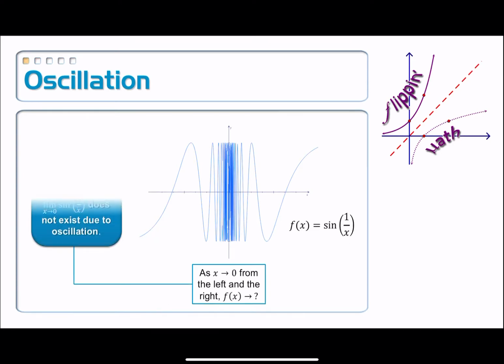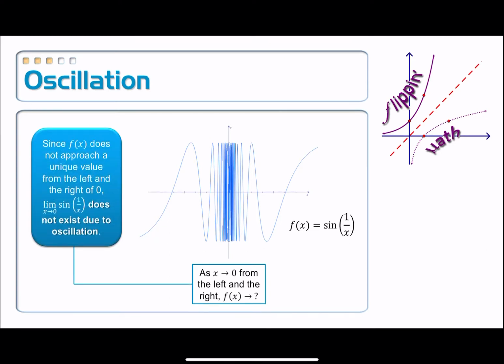And so we can definitively say that since f of x does not approach a unique value from the left or right of 0, the limit as x approaches 0 of sine of 1 over x does not exist due to oscillation. And so just like that first one, I would write D-N-E for does not exist, and then follow it up with a reason like oscillation. In the next couple of videos, we'll take a deep dive into these three specific reasons. So remember that a limit fails to exist, number one, if you have differing left-right behavior. Number 2, unbounded behavior. And then 3, we have oscillation.